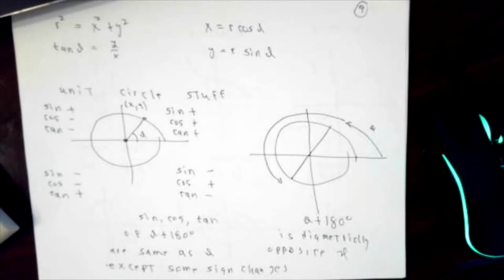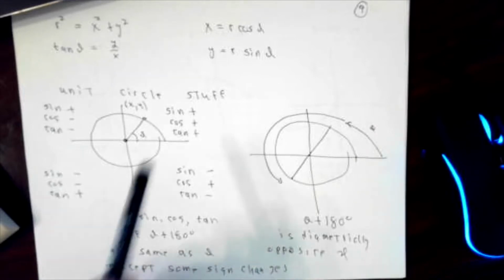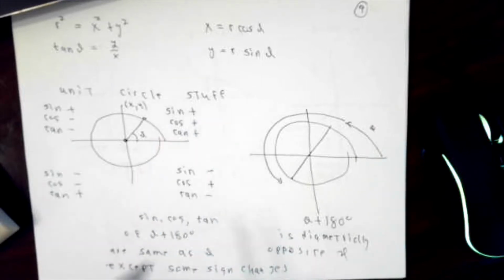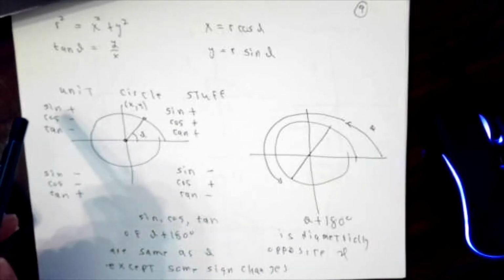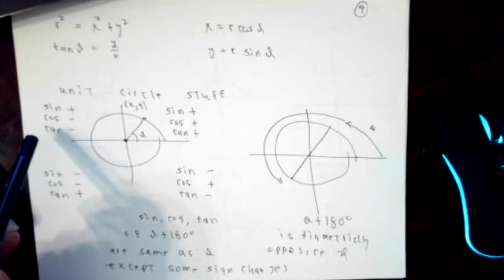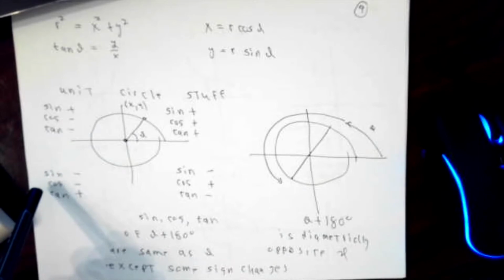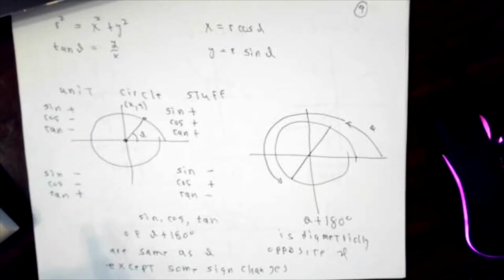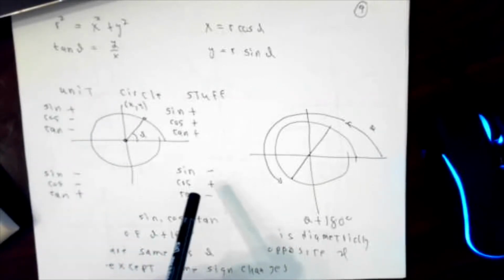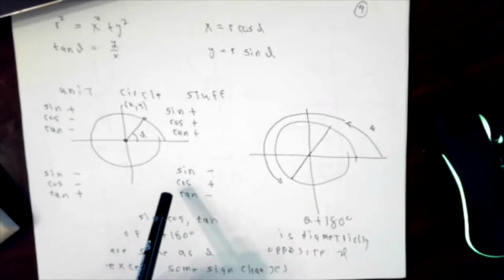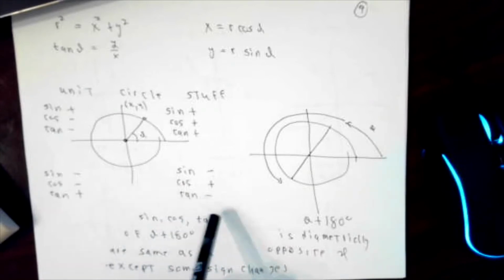I want to think about whether the trig functions are positive or negative in various quadrants. In quadrant 1, they're all positive. In quadrant 2, the sine is positive, the cosine is negative, the tangent is negative. In quadrant number 3, the sine is negative and the cosine is negative, but the tangent, being sine over cosine, negative over negative, is positive. And in quadrant 4, the sine is negative, the cosine's positive, and the tangent, being the ratio of sine over cosine again, is negative over positive, which is negative.